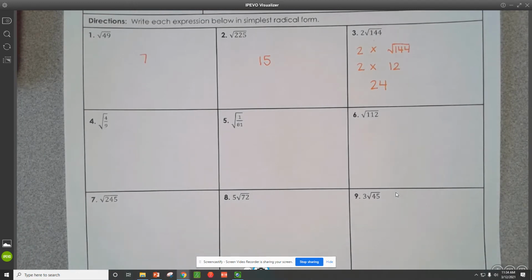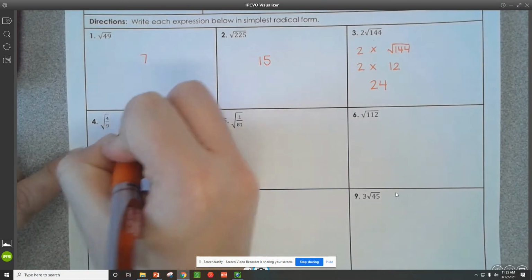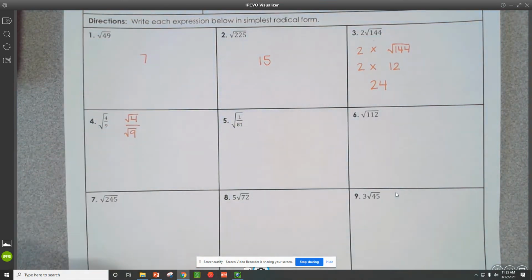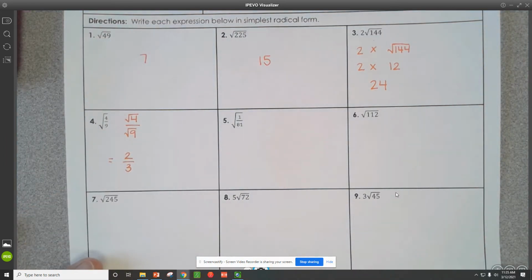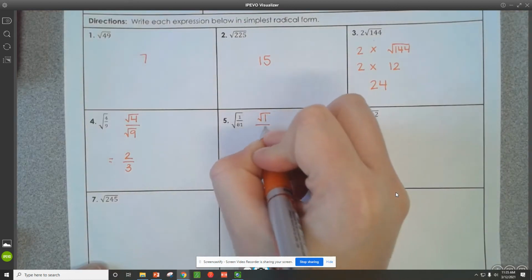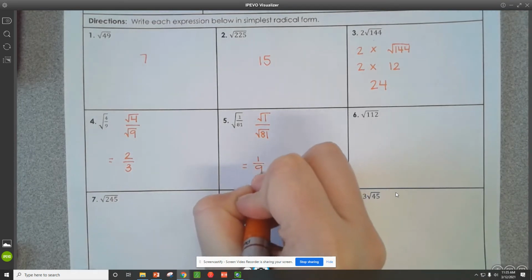You can also take the square root when you have fractions. So the square root of 4/9 is really the square root of 4 over the square root of 9. You just take the square root of the top and the square root of the bottom, which would be 2/3. The square root of 4 is 2, and the square root of 9 is 3. Number 5, we can do the square root of 1 over the square root of 81, which is 1/9.